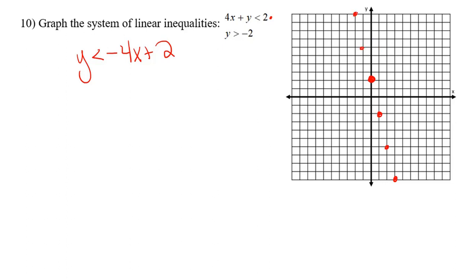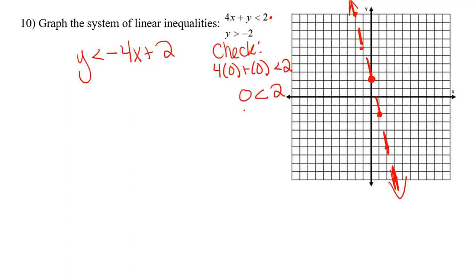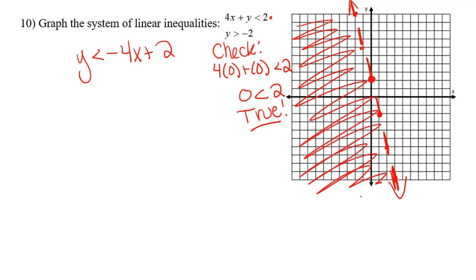And then what I have to do is I have to think to myself, it is just a less than. So I'm going to give myself a dashed line on this graph. Solid would be if it's an equal to one. There we go. And now I got to figure out which side am I going to shade. So I'm going to do a check area here. So I'm going to plug in 0, 0, because 0, 0 is on the left here, right? So 4 times 0 plus 0, I want to know if that's less than 2. Well, I'm going to get 0 is less than 2, right? Well, that's true. That's a true statement. So that means I get to shade where 0, 0 exists. So on my line, I'm going to shade this side of my graph.